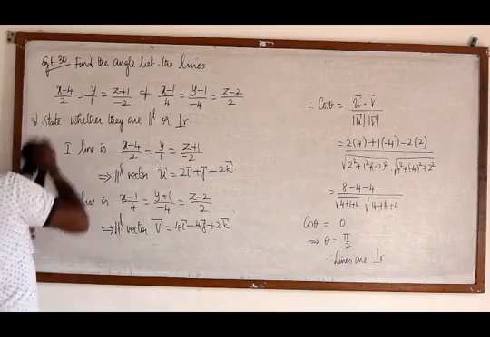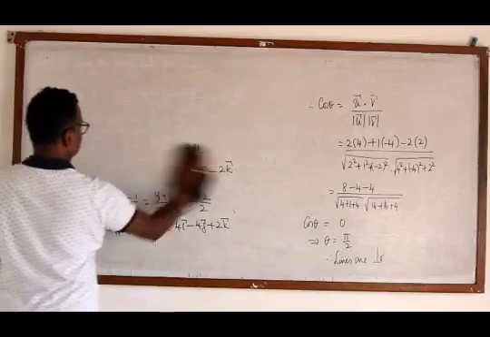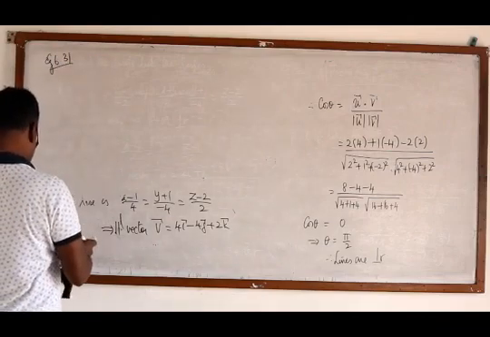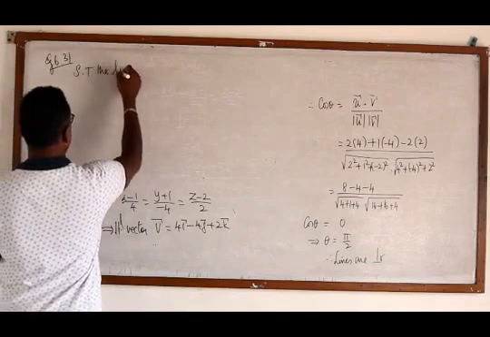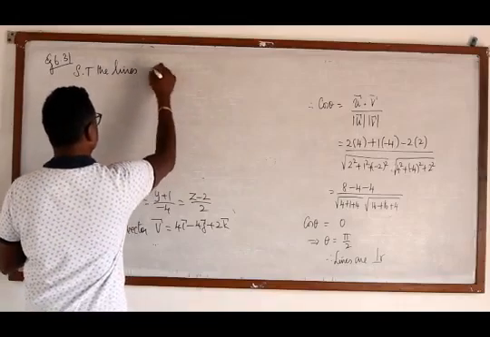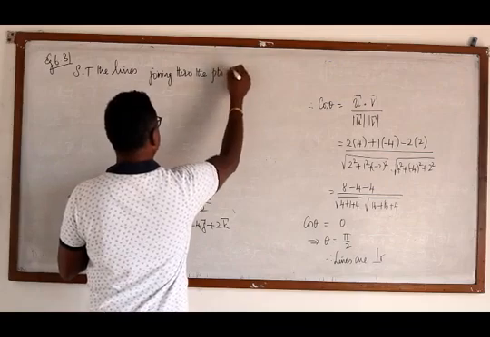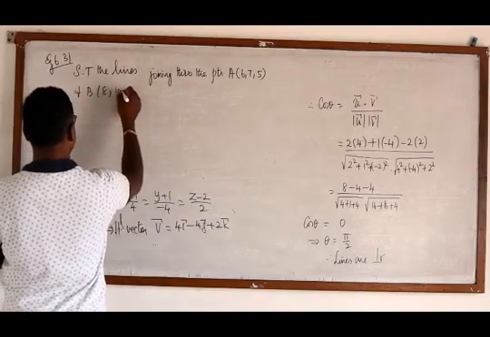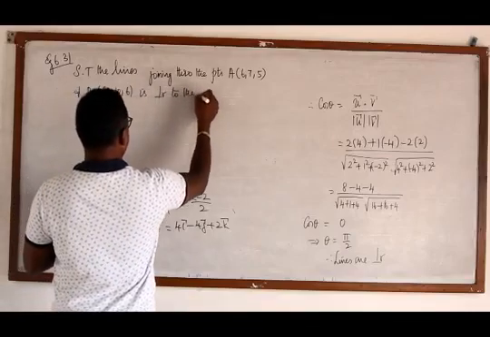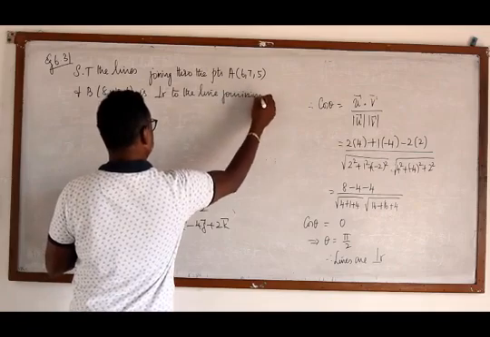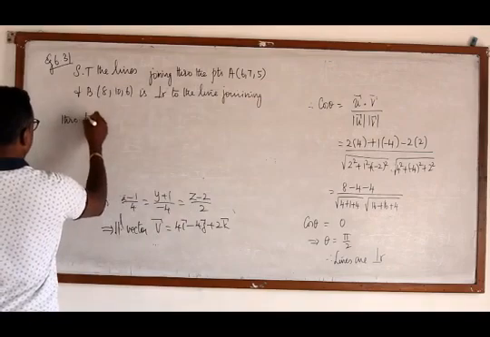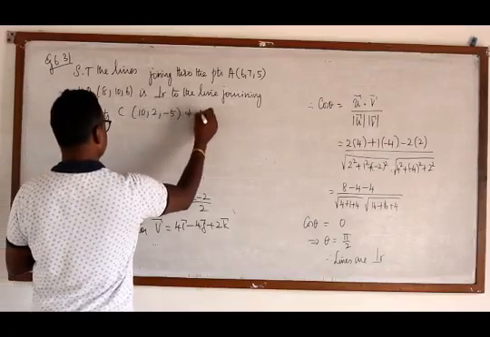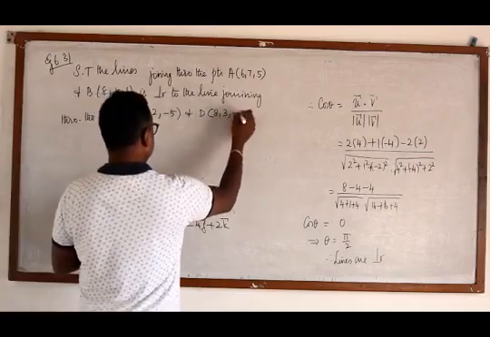Now example 6.31. Show that the line joining, through the points A(6, 7, 5) and B(8, 10, 6) is perpendicular to the line joining, through the points C(10, 2, -5) and D(8, 3, -4).